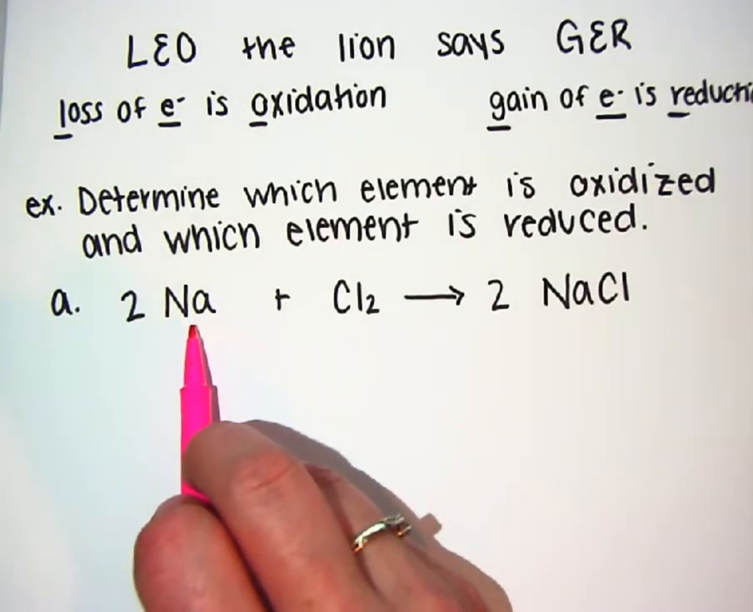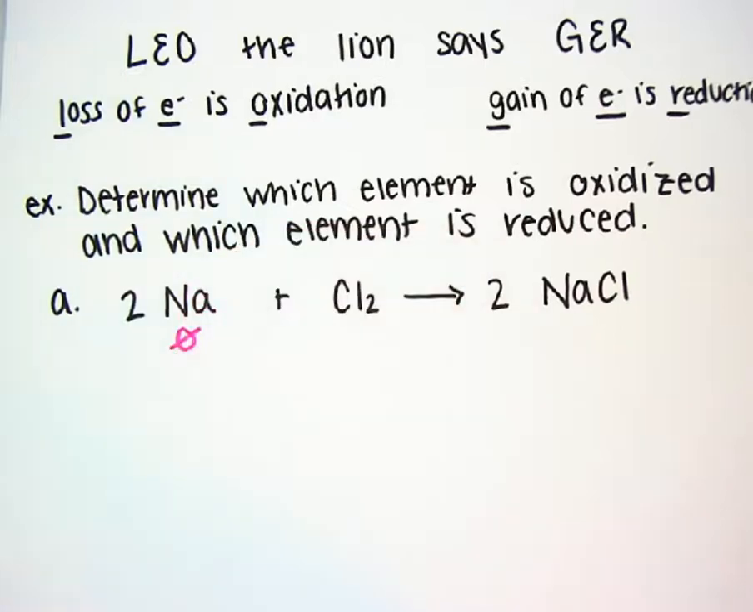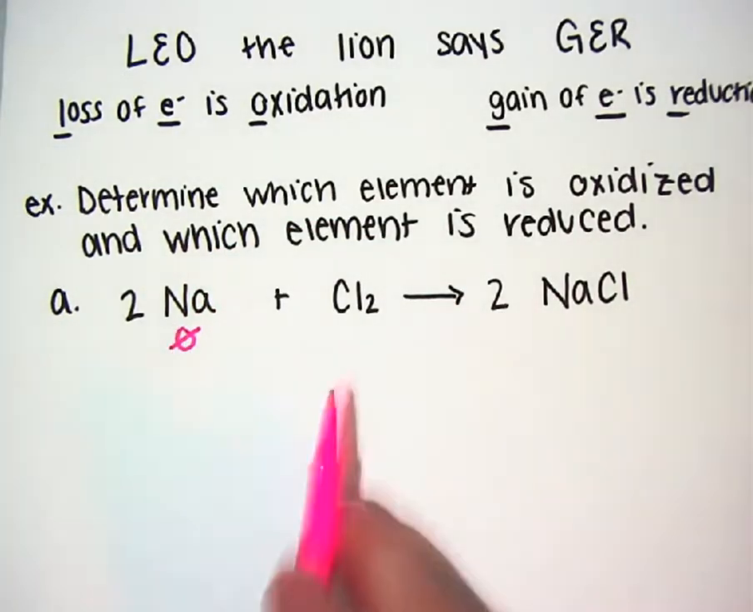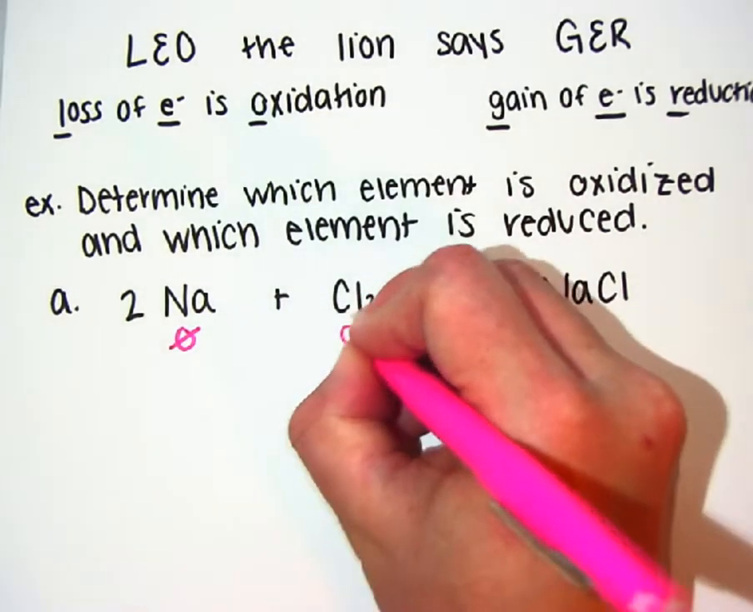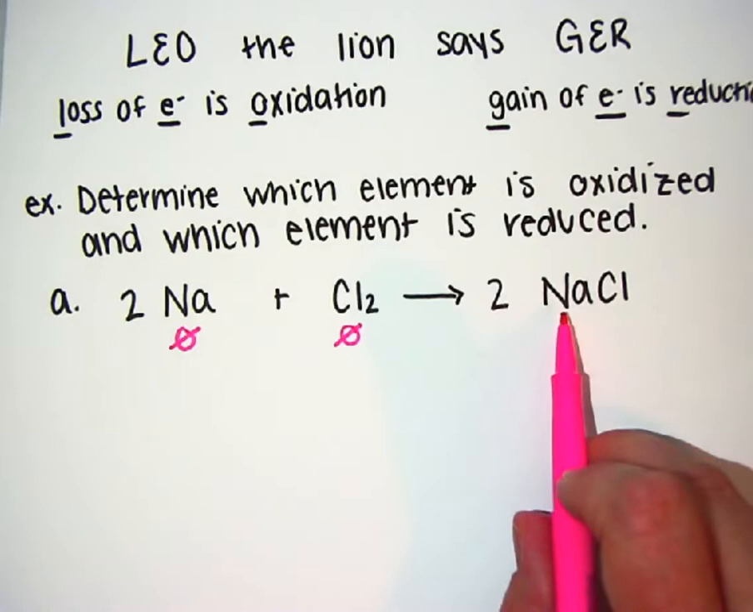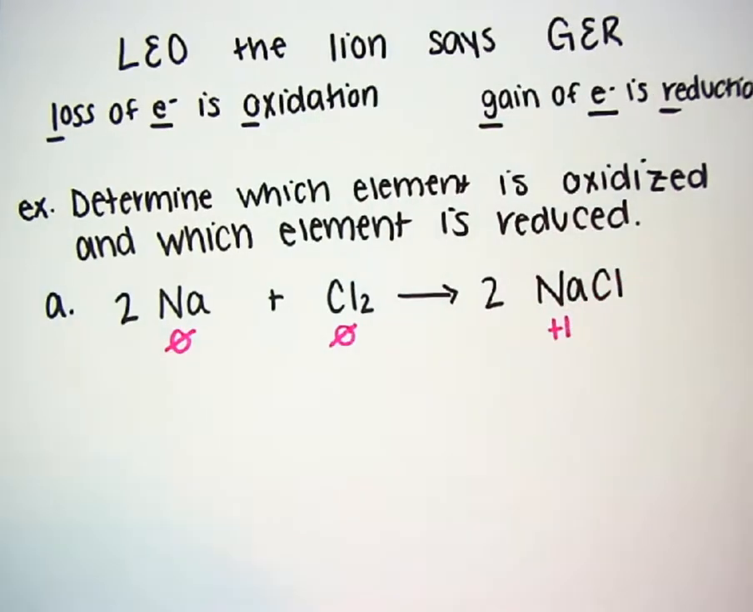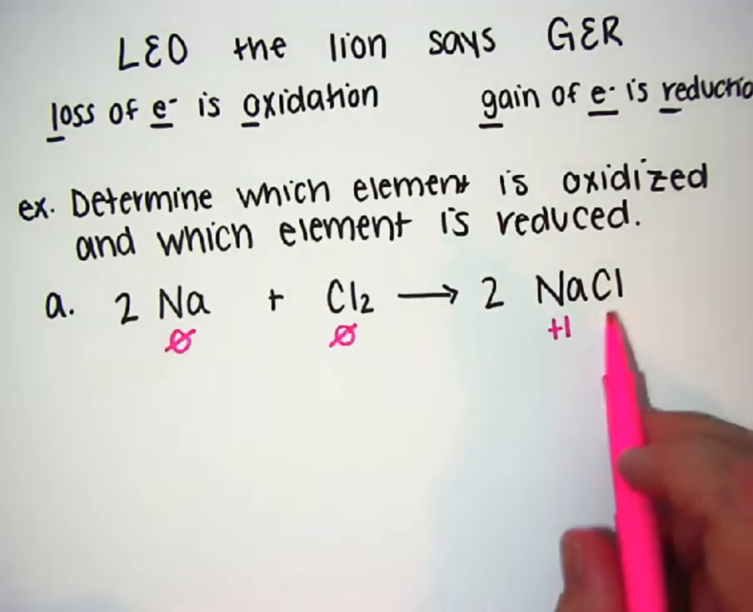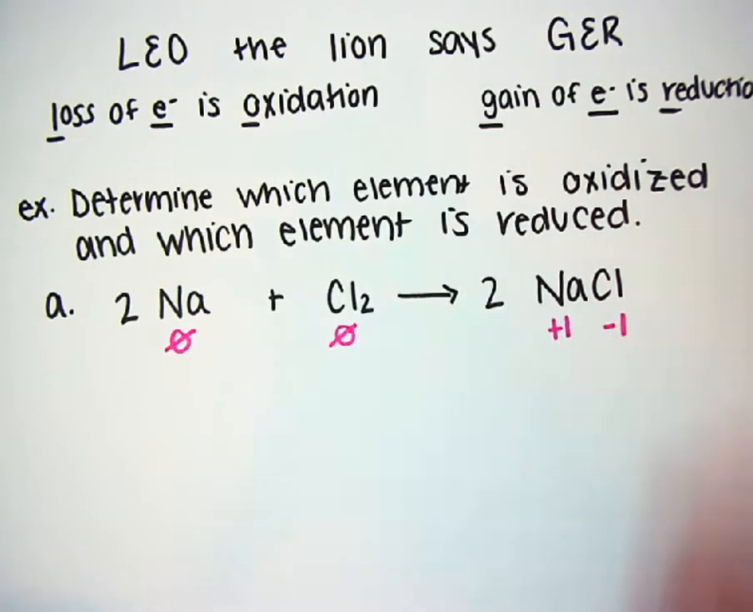An atom by itself in its elemental form has an oxidation number of 0. So the oxidation number of sodium is 0. Same thing with diatomic chlorine. An element by itself in its elemental form has an oxidation number of 0. Sodium is a group 1 metal. Group 1 metals have an oxidation number of positive 1. Chlorine is a halogen, group 7. Halogens have an oxidation number of negative 1.